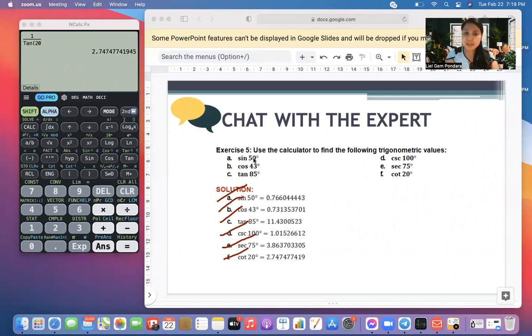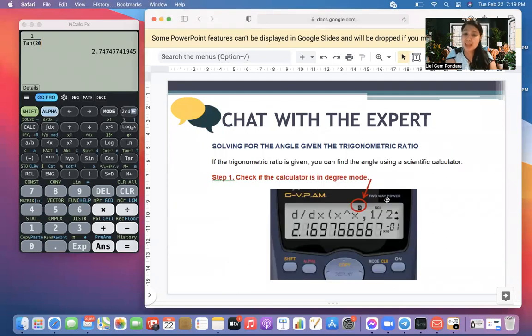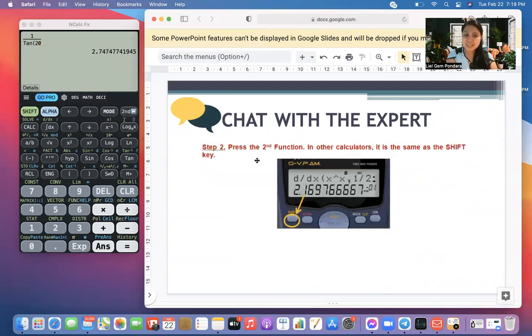Now, what if in this one, the angle is missing, but the answer is given? Let us see how we are going to solve that. Now, if the angle is the one being solved, still we use the same mode in degree. Then, instead of pressing immediately the trigonometric function, we can press second function for some calculators, or for some, you could press shift.